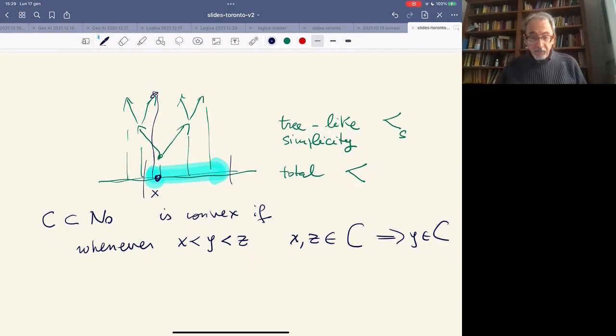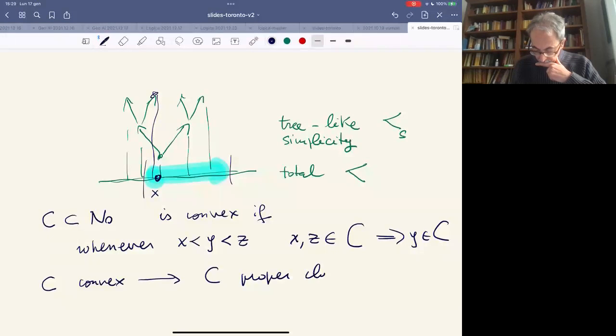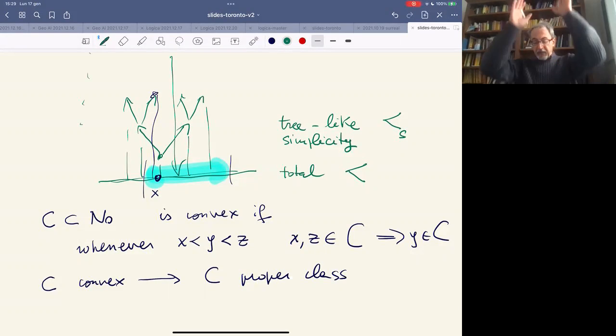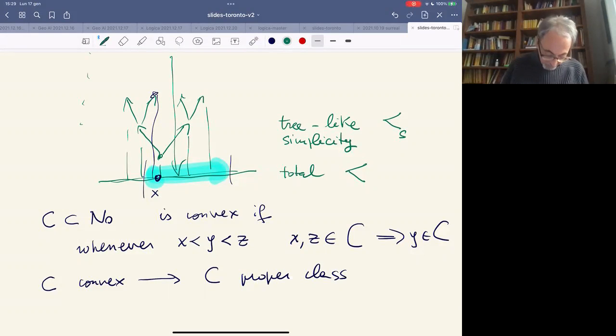So, exercise: if C is convex and is not a singleton, it has more than one point. Convex implies proper class, because there are a lot of objects inside this blue region, because there are objects which project into it very high up in the tree. You can go very, very up in the tree and you can still be inside the blue region.